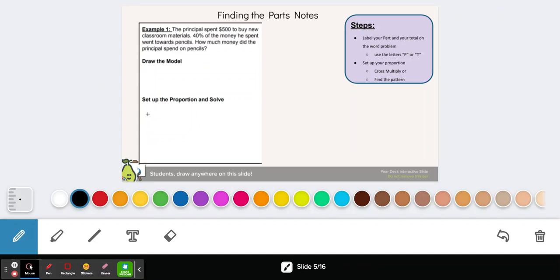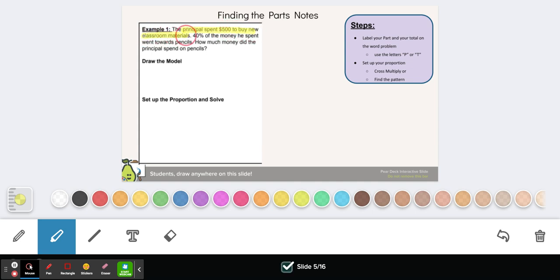Okay, so it says the principal spent $500 to buy new classroom materials. 40% of the money he spent went towards pencils. How much money did the principal spend on pencils? So my important information is that the principal spent $500 to buy new materials for the classroom, okay? And 40% of that money he spent on pencils, okay? So we want to know how much money he spent on pencils, okay?